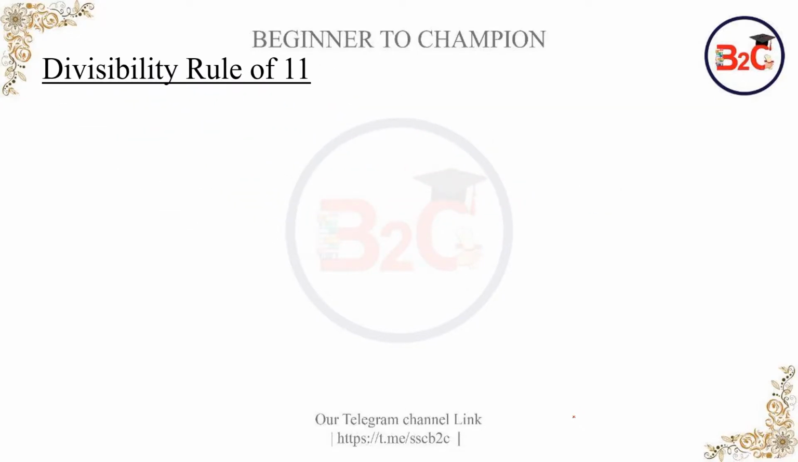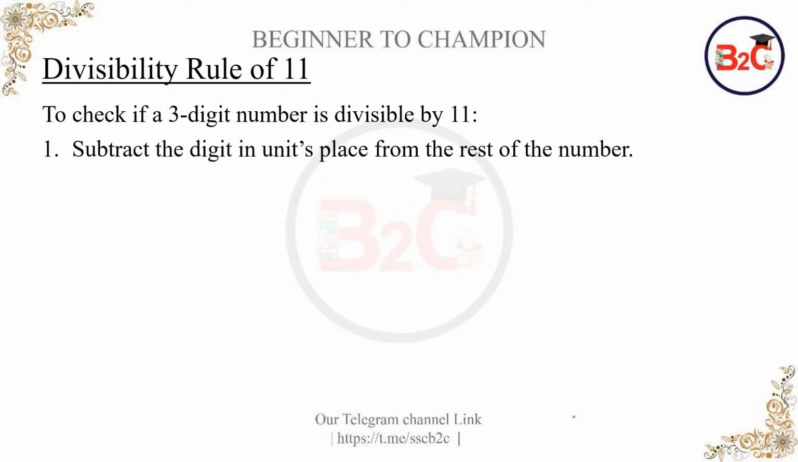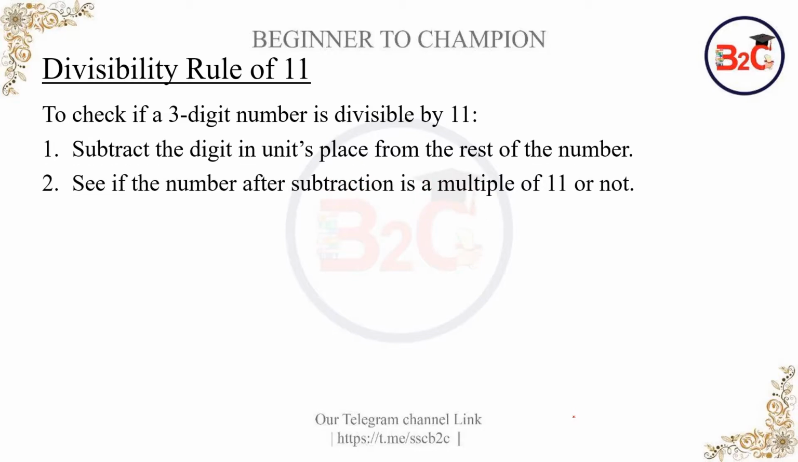We'll start with the case of 3-digit numbers. To check if any given 3-digit number is completely divisible by 11, we have two steps. The first step is to subtract the digit in the units place of the number from the rest of the number. The second step is, after subtraction, we have to check whether the number that we obtain is a multiple of 11 or not.